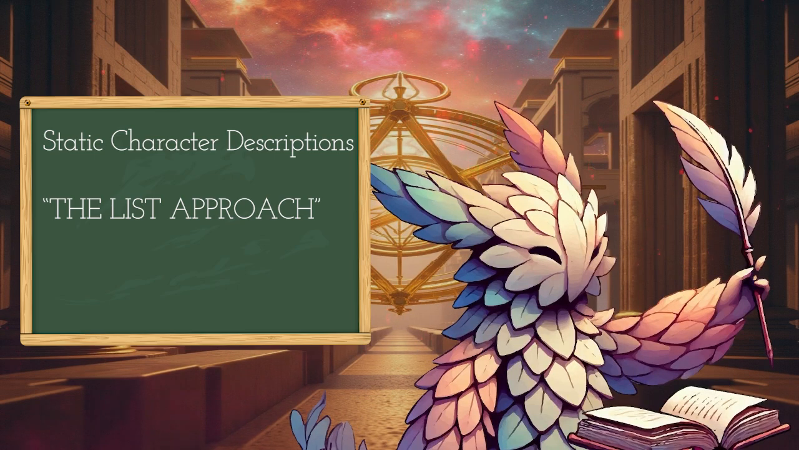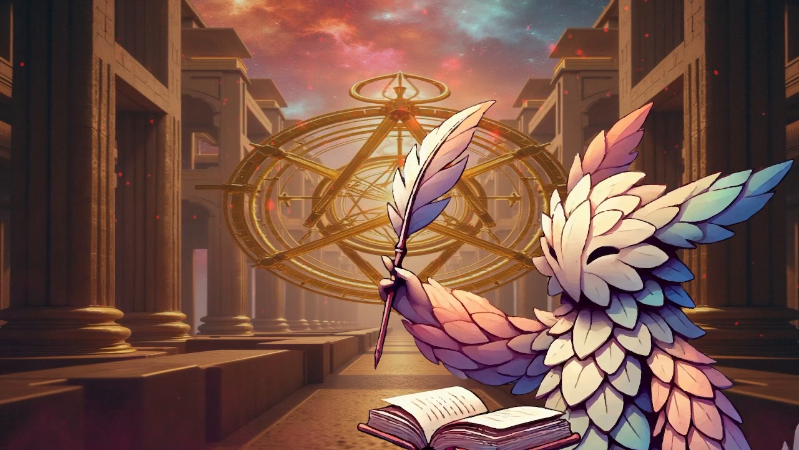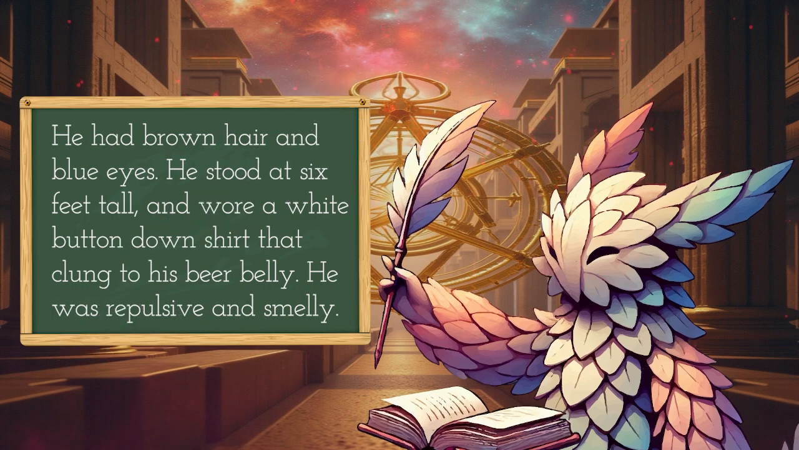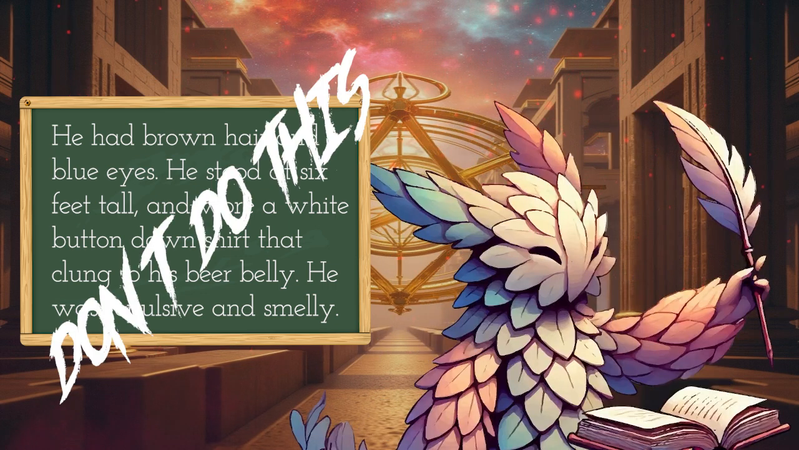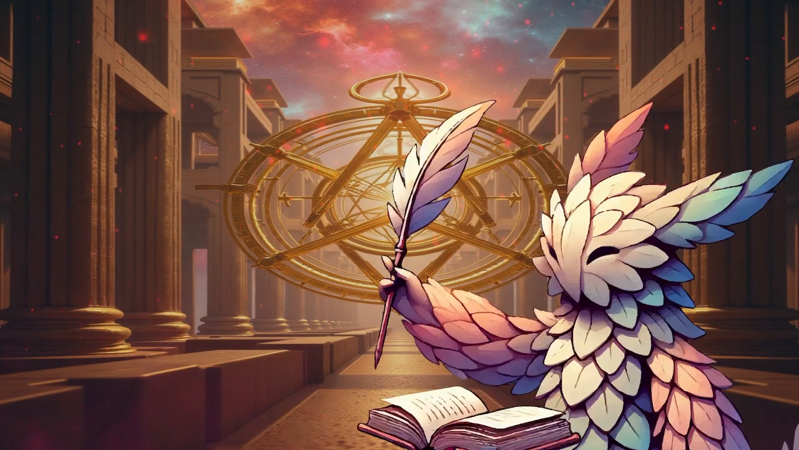Static character descriptions, or the list approach as it is often called, happens when the story hits the brakes to present a detailed inventory of a character's appearance, often in a way that feels disconnected from the scene. While it's tempting to describe every detail of your character when they're introduced, what they're wearing, their eye color, the exact texture of their hair, this approach can halt the narrative's momentum and leave the readers disengaged.